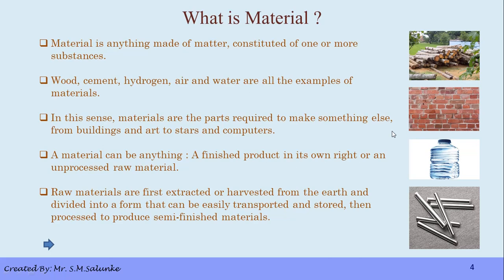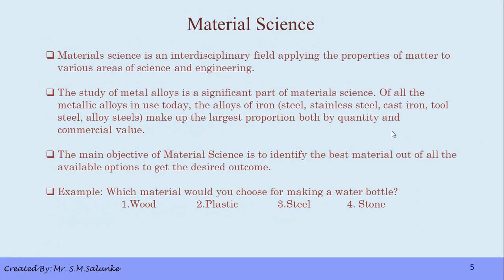Now let's move on to the next topic, that is material science. Material science is an interdisciplinary field applying the properties of matter to various areas of science and engineering. The study of metal alloys is a significant part of material science.